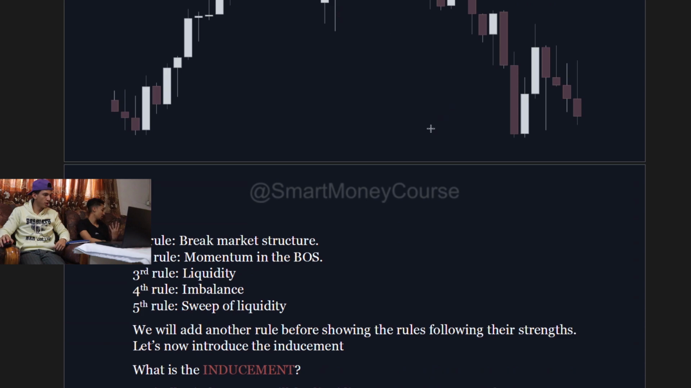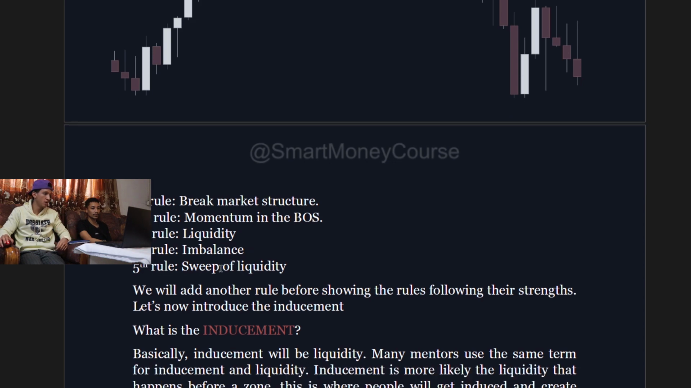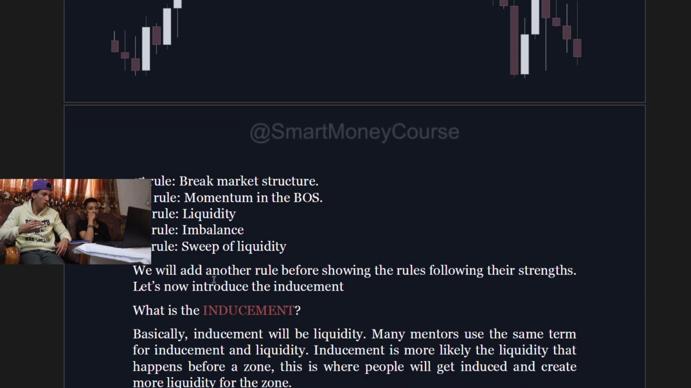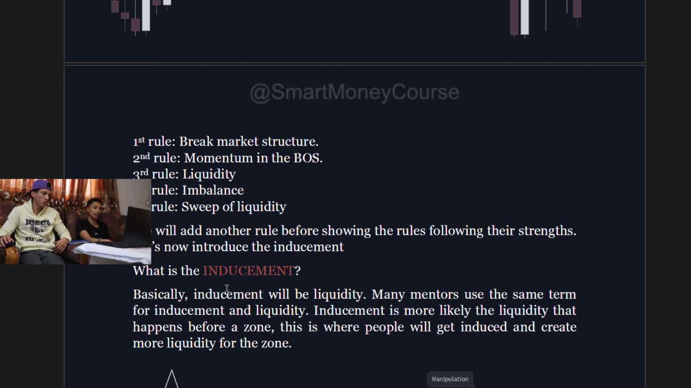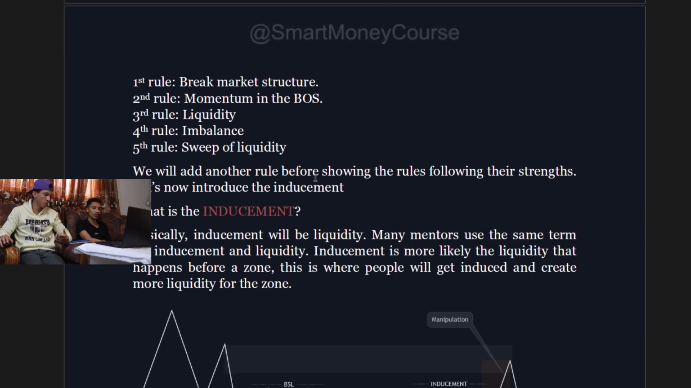So these are the rules we can add on to it. We identified 4 in the previous one, but now we're adding another one. To identify a strong order block, it's basically the ones we've mentioned: break of structure, momentum in the break of structure, liquidity imbalance. But now we're adding the sweep. If you see a sweep also, that means it's a very strong type of order block. So if you can see all 5 when identifying an order block, you know it's a strong order block. It increases your probabilities quite high. We will add another rule before showing the rule following. So there's going to be 6 rules for identifying an order block.